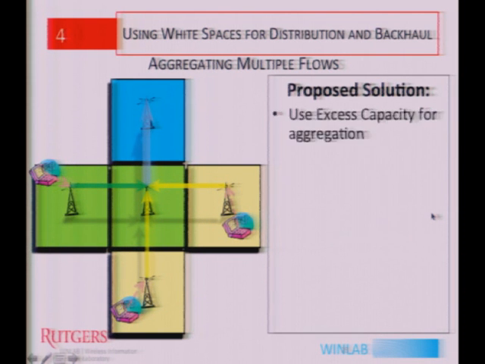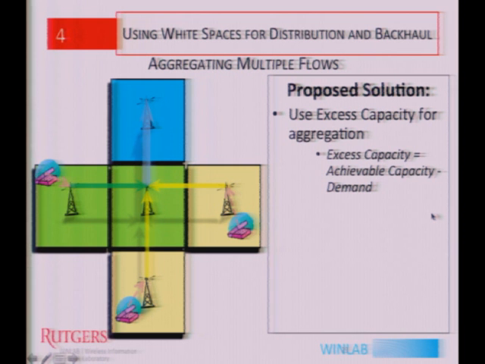The first one would be to use the excess capacity. Excess capacity is the capacity above the demand. In that comparison, we have achievable capacity on one side, and on the other side we have demand. If the achievable capacity is more than demand, we actually went back and studied this, and it turns out that it's above demand by a very significant amount. So the achievable capacity above the demand is a considerable amount, and we can use that for routing traffic.